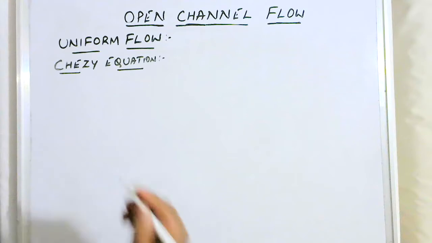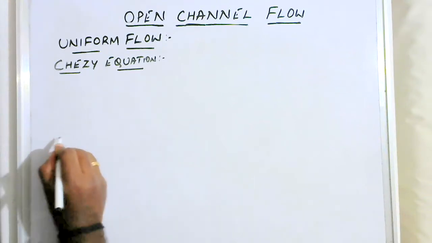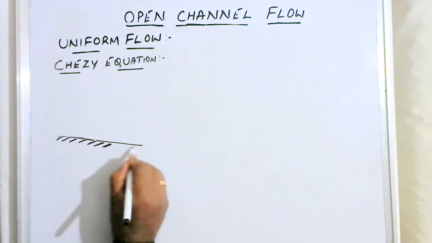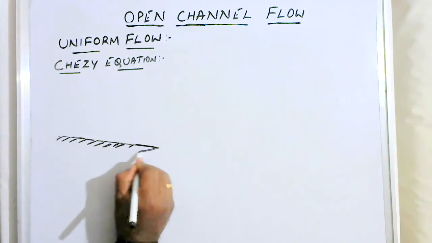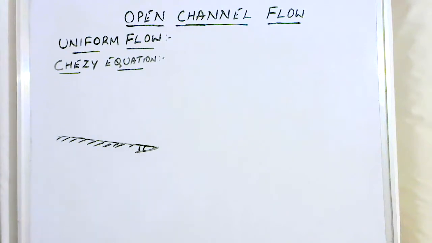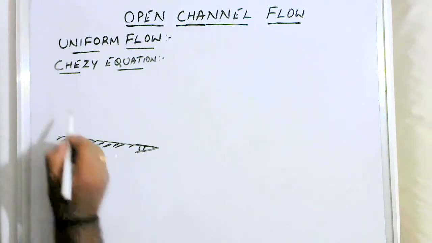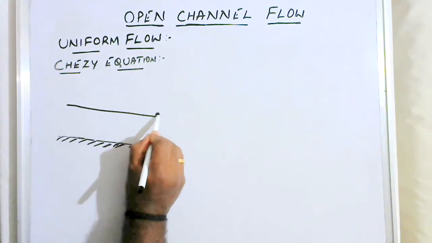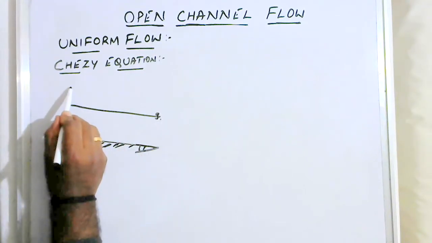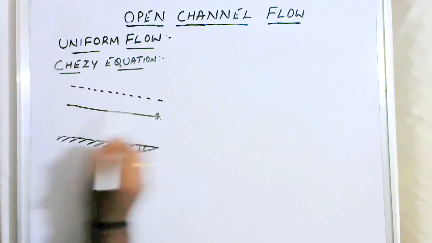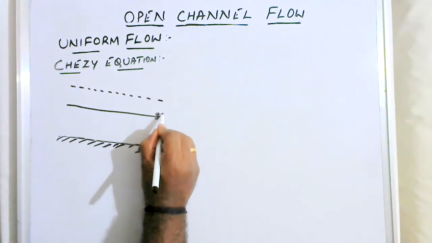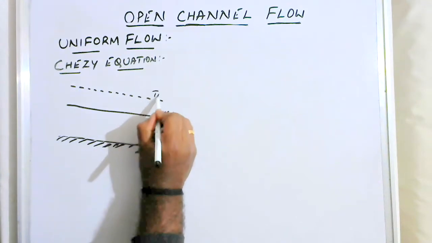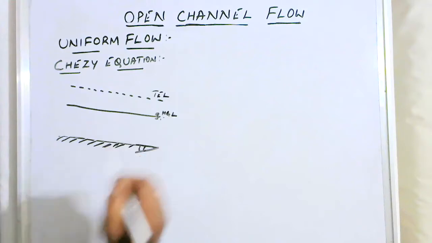Now I'll draw a sketch. I'll consider a channel which has a slope I. The channel bed slope is I, the small i you can take. This is the free surface of the water. In an open channel, this itself acts as the hydraulic gradient line. And this is the total energy line. All these three lines are parallel to each other.